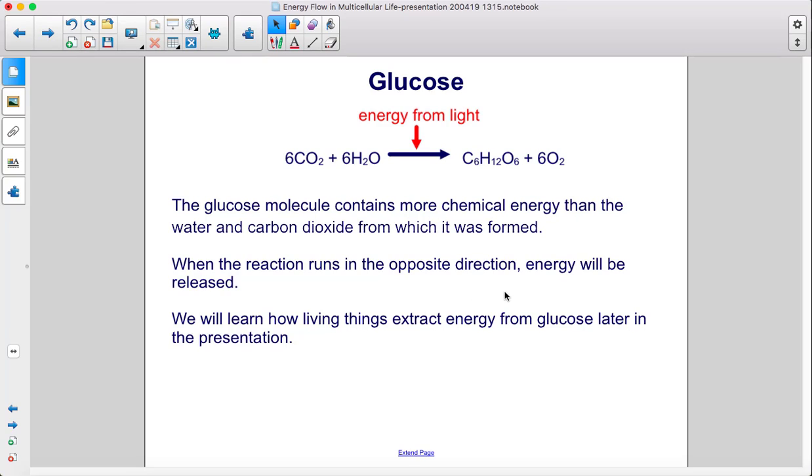The glucose molecule contains more chemical energy than the water and carbon dioxide from which it was formed. When the reaction runs in the opposite direction, energy will be released. We will learn how living things extract energy from glucose later in the presentation.